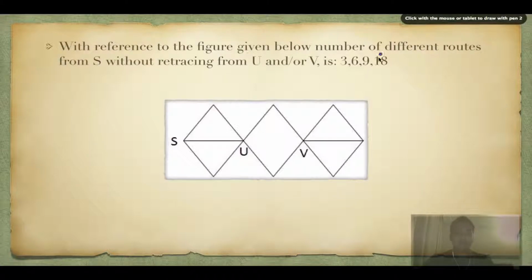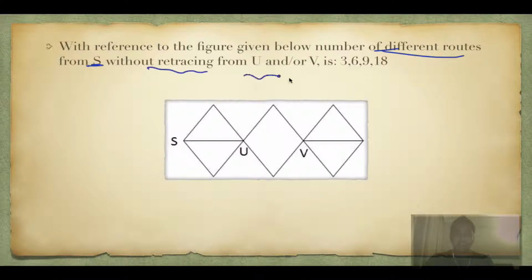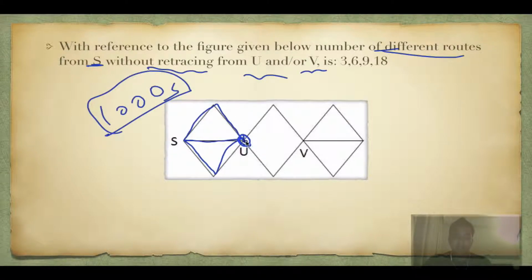So we start with this. With reference to the figure given below, find the number of different routes from S without retracing from U and/or V. It's as simple as that. See, he just doesn't want you to do this. You can't retrace from U, because if you could, then it would approach thousands of routes. Is that understood? So obviously you can't retrace U.